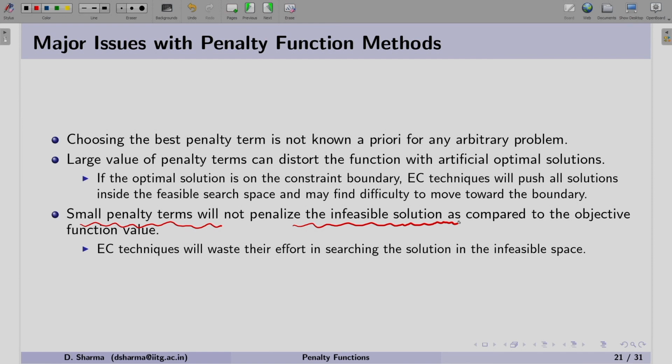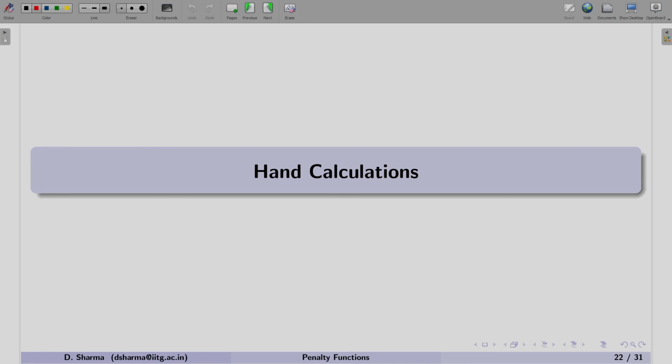So, therefore, whether we have to set a small value or a large value, any value can be large for one problem and small for another problem. So, these are always the issues with the penalty function methods. Now, with this introduction and understanding of the different types of penalty function method, let us perform some hand calculation.